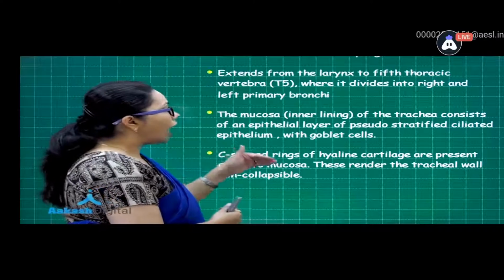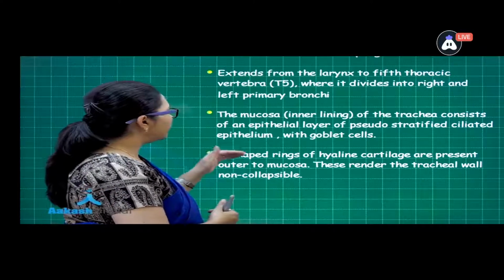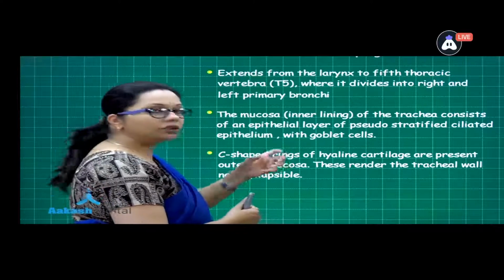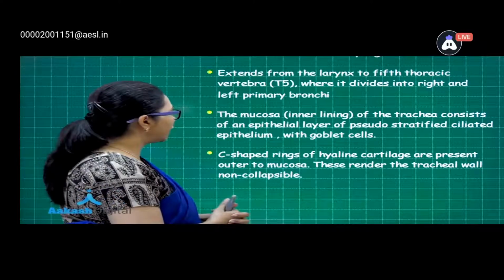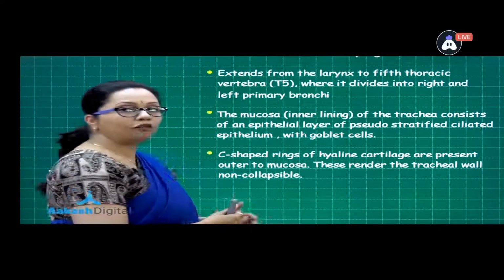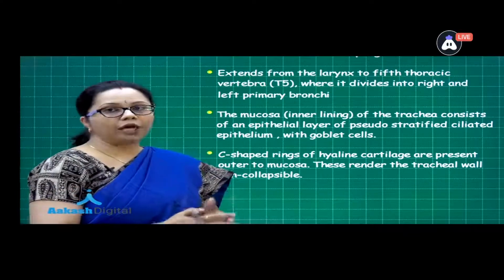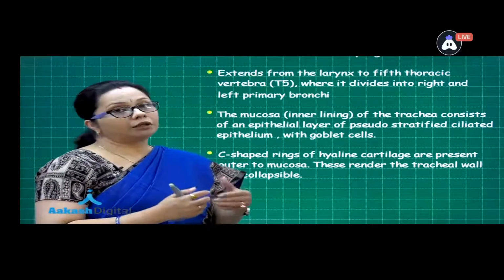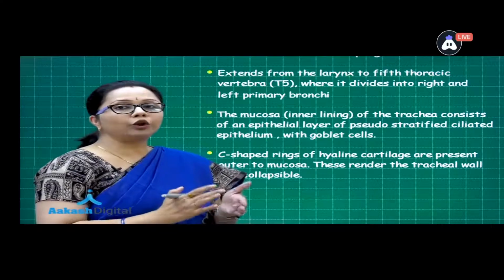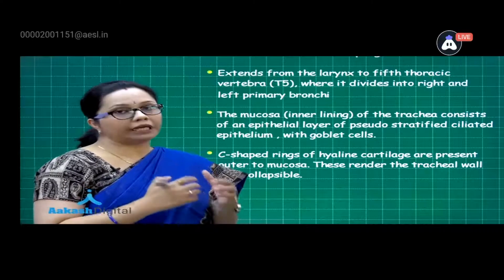And outer to this epithelium there are C-shaped rings which are made up of hyaline cartilage, and because of these rings the tracheal wall is non-collapsible. That means when we are exhaling out, the air pressure is less, then also the tracheal wall will remain intact.